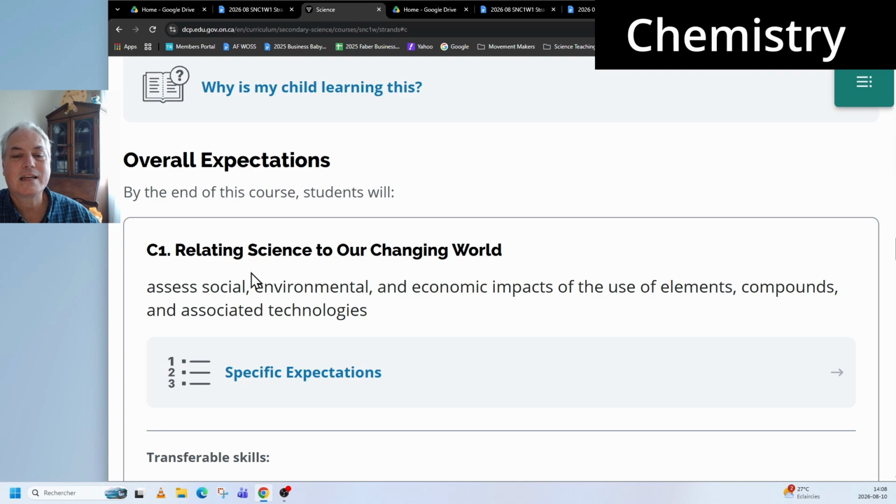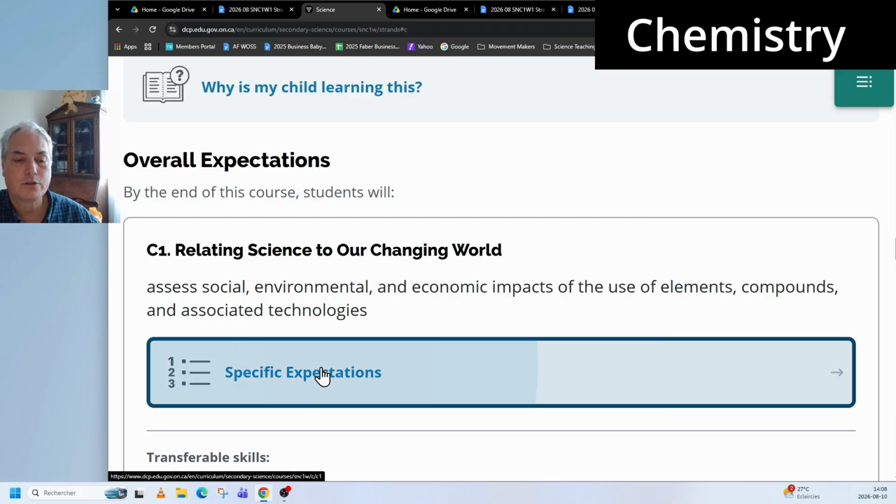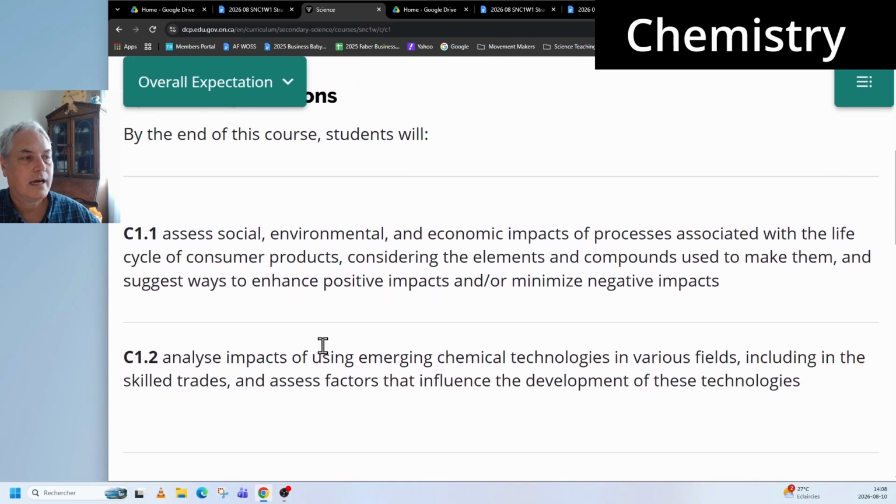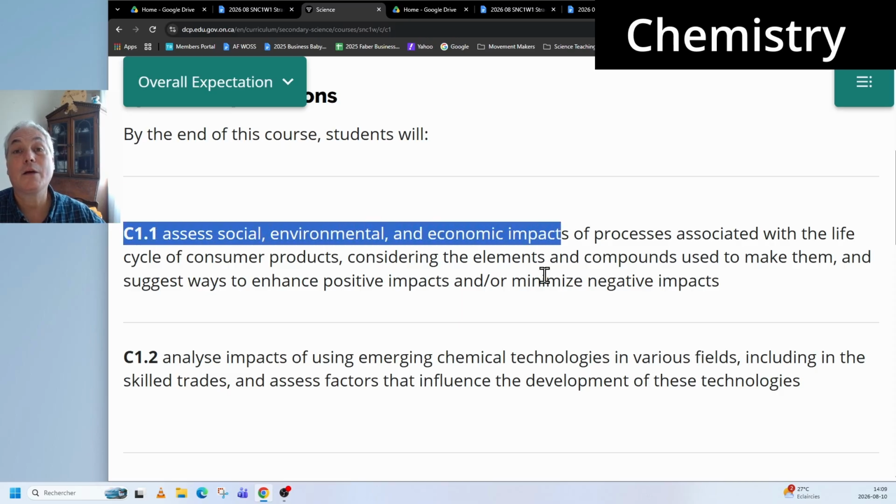The first one relates science to our changing world, and therefore we assess social, environmental, and economic impacts of the use of elements, compounds, and associated technologies. So let's see. So only two specific expectations here, and they go like this. For the first one, assess social, environmental, and economic impacts of processes associated with the life cycle of consumer products, considering the elements and compounds used to make them, and suggest ways to enhance positive impacts and or minimize negative impacts.